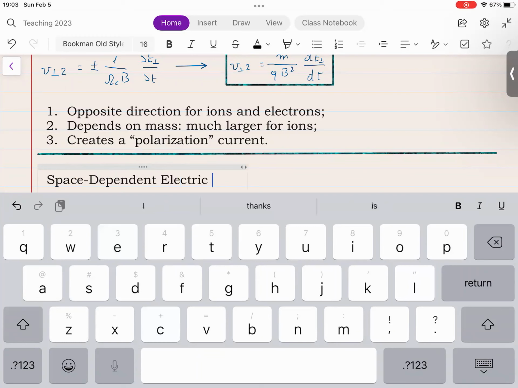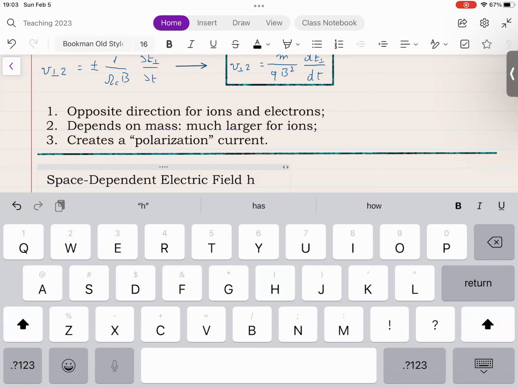Electric field. And I should mention that this is an effect that only occurs if we keep track of the fact that the Larmor radius is finite.